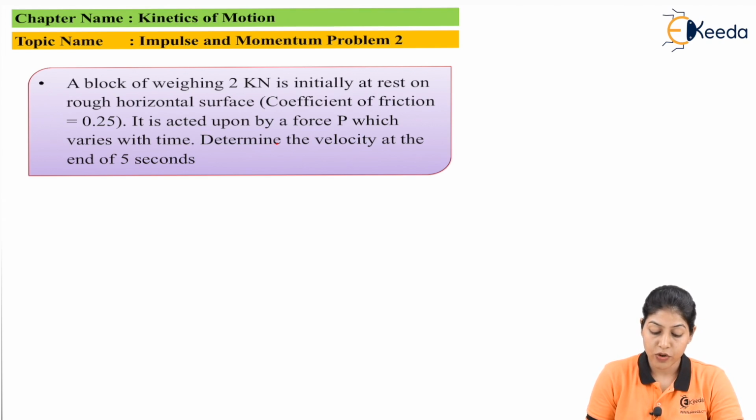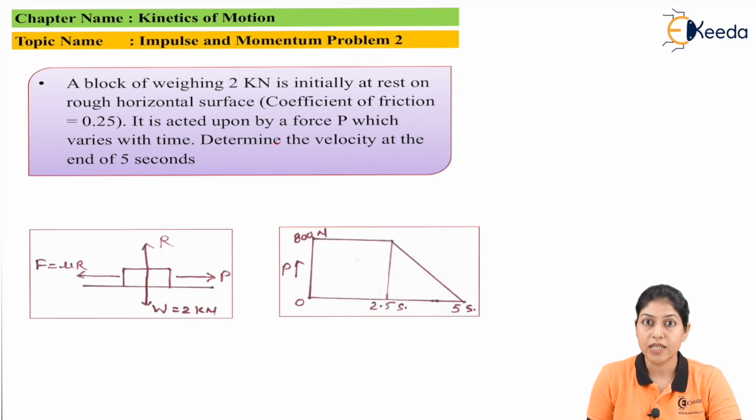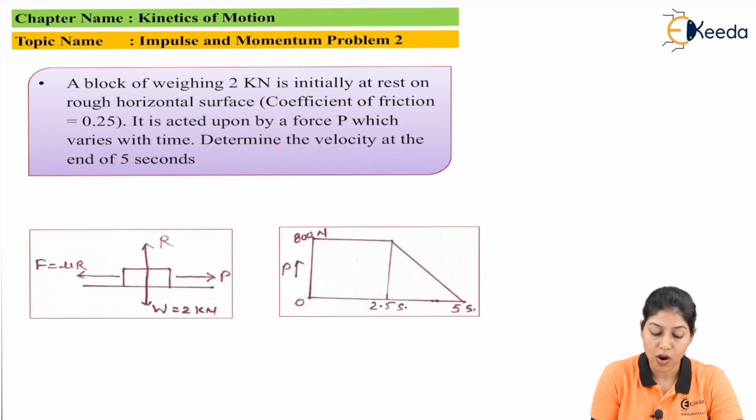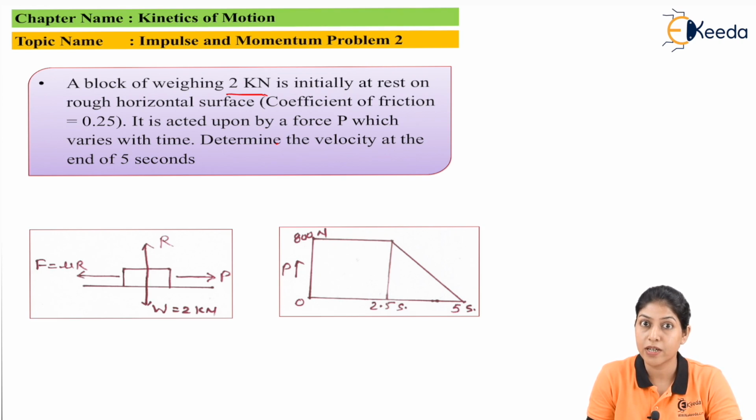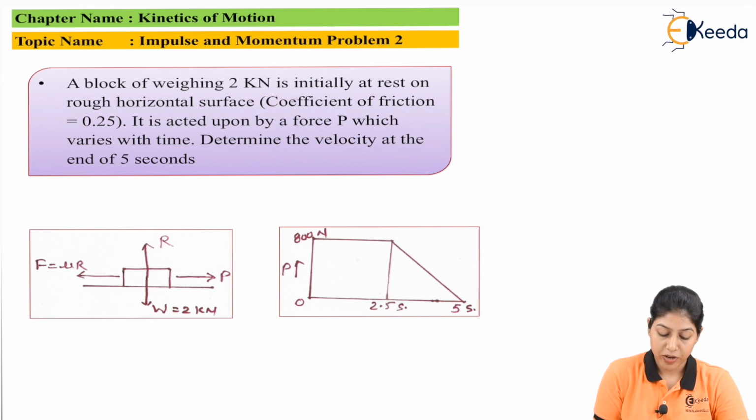So here I am going to show some diagrams, and with the help of these diagrams you can easily understand the concept of the question. We are considering a block of weight 2 kilonewton which is initially at rest on the rough horizontal surface. It means the friction force will be applicable here. During the motion, we will consider the friction force. The coefficient of friction is given, it is 0.25.